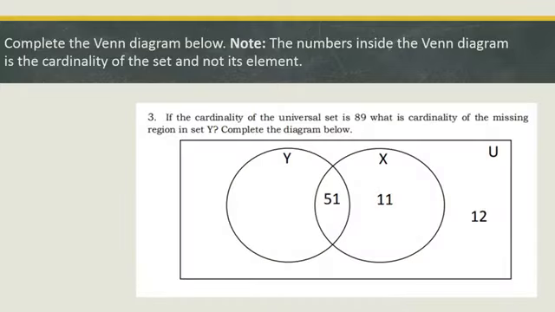If the cardinality of the universal set is 89, what is the cardinality of the missing region in set Y? Complete the diagram below. Again, Y is equal to 89 minus 51 minus 11 minus 12, and that is equal to 15. So you write down 15. So this is now your Venn diagram.